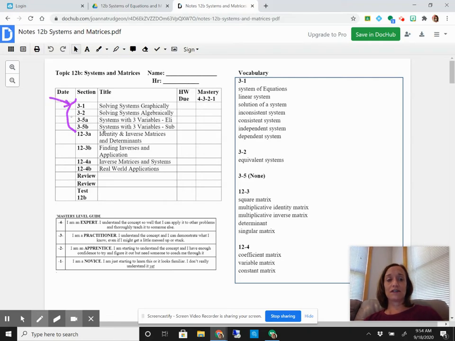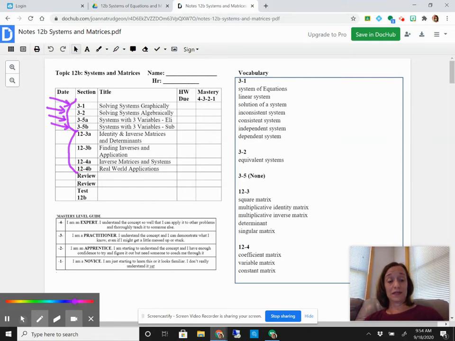You know about graphing, solving systems graphically, solving systems algebraically. We're going to talk about that. Then we'll do it with 3 variables. That'll be new for you. And then we'll start bringing matrices into it. And that's kind of interesting and a really cool way to solve complicated problems. So that is the plan.